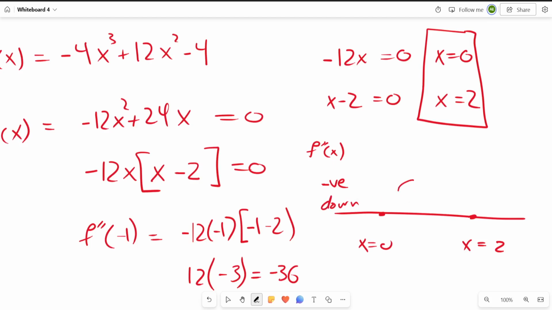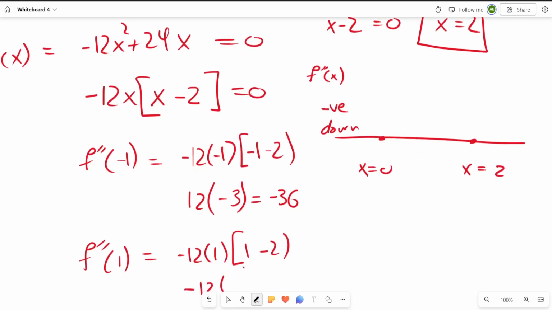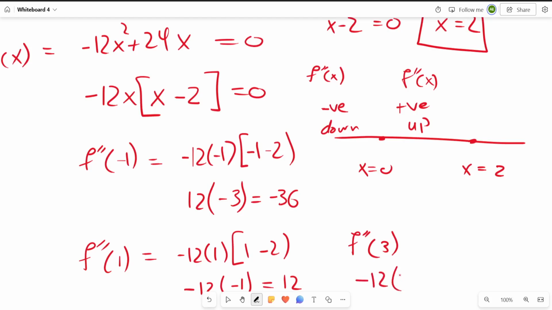Let's test a point over here. So between x equals 0 and x equals 2, I can take x equals 1, and I will test that. So f double dash of 1 is going to equal -12 times 1 multiplying 1 minus 2. So that is -12 multiplying 1 minus 2, which is -1. So -12 times -1 is +12. So I know that over here f double dash of x is positive, so it's concave up. And over here I can test x equals 3, so f double dash of 3 is going to be negative 12 times 3 times 3 minus 2.